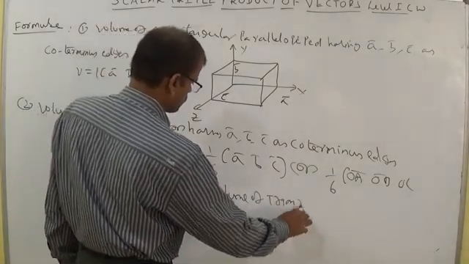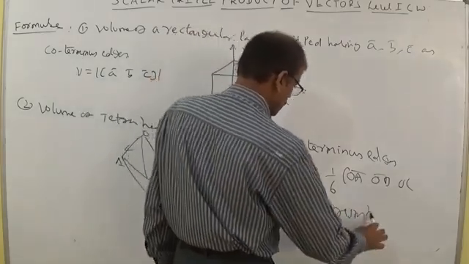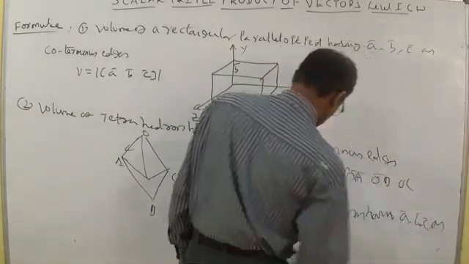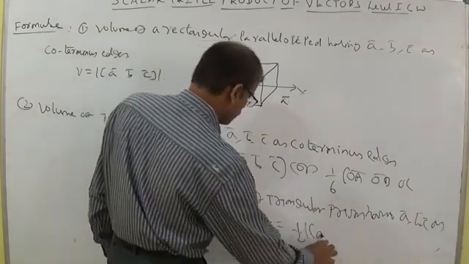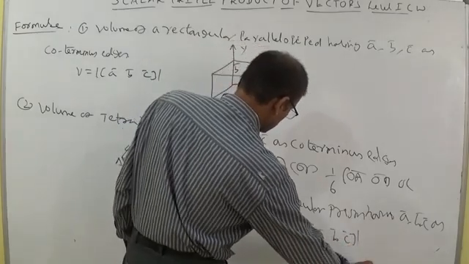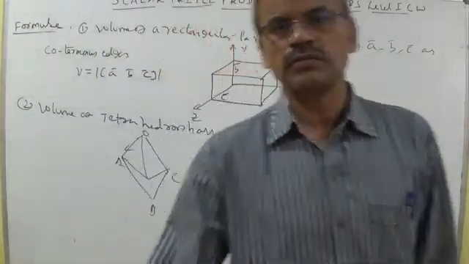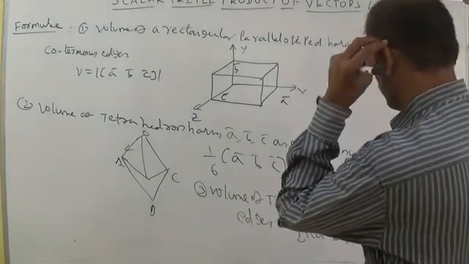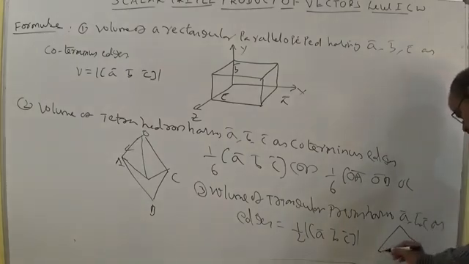Next, the volume of a triangular prism having A bar, B bar, C bar as edges is equal to 1/2 modulus of box A bar, B bar, C bar. These are the formulas for volume. Tetrahedron formula is 1/6, the rectangular parallelepiped volume is box ABC, and this is a prism, a triangular prism like this.